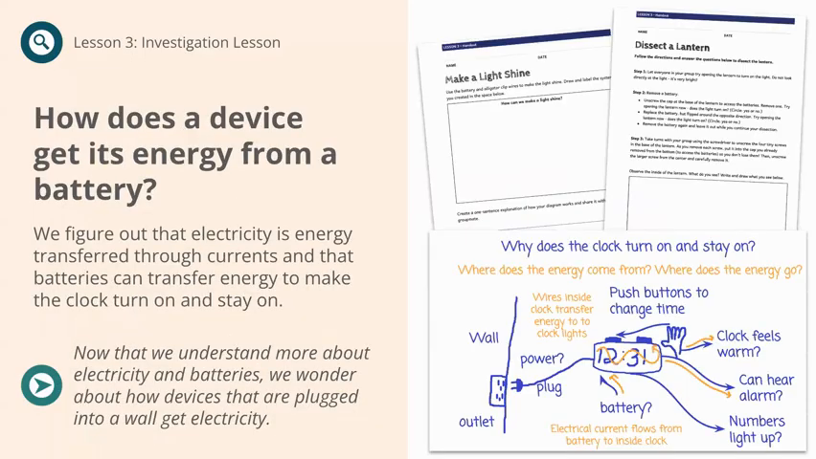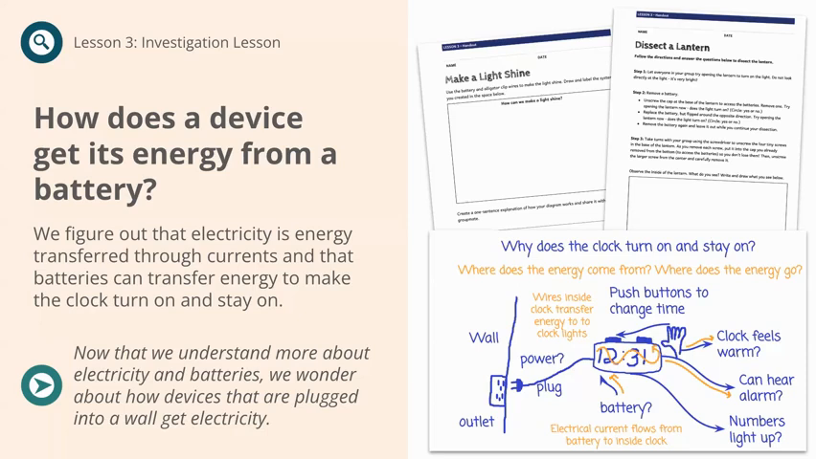So in our next investigation lesson, we make observations to gather evidence for how a battery makes a light shine. We build understanding that electricity is energy transferred through electrical current. We also build an understanding that electric currents have to flow in a complete path for the energy to be transferred. Once we figure out more about batteries, we return to our plug-in clock model and revise it to include where energy is coming from and where energy is going and how it is transferred.